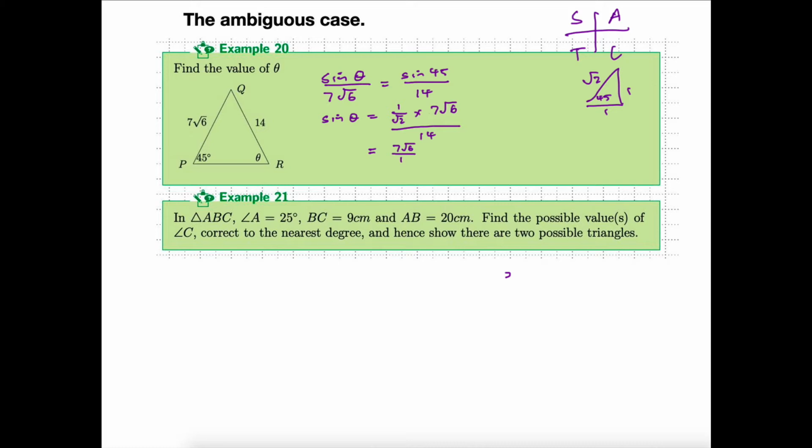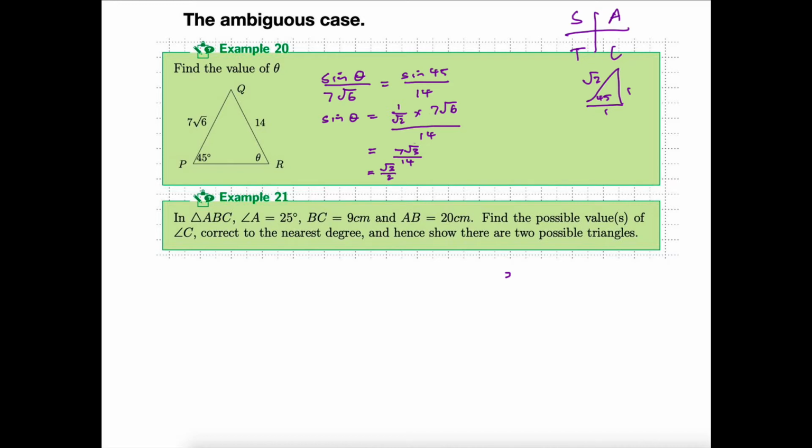Whoops, sorry, I'm really having trouble this morning. This is why I'm away sick, guys. So it's 7 root 6 on root 2, which is 7 root 3 on 14, which is root 3 on 2.